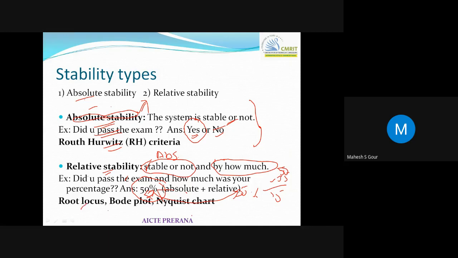So your root locus, Bode plot, Nyquist chart, these things will tell the relative stability, but RH criteria will tell absolute stability, right? So if you learn root locus or Bode plot or Nyquist plot, you can define absolute stability also, right? So today you are going to learn about root locus, right? Okay, I'll be telling in detail. If you don't understand anything, you can stop me in between and ask the doubt, right?